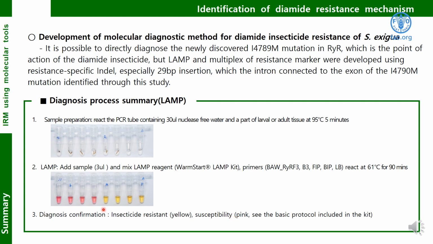So it's really simple, and it takes less than 2 hours. If we check the insecticide resistance, then we can choose a more effective insecticide. That is a kind of case study. If you are interested in these tools, then please apply them in your country. Thank you very much.